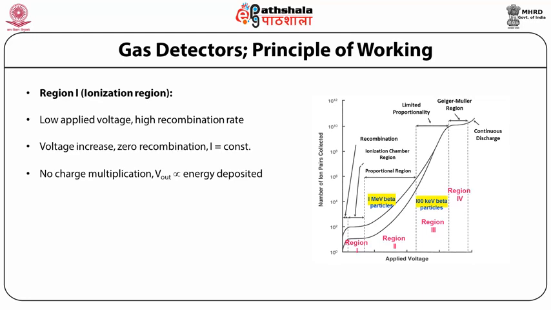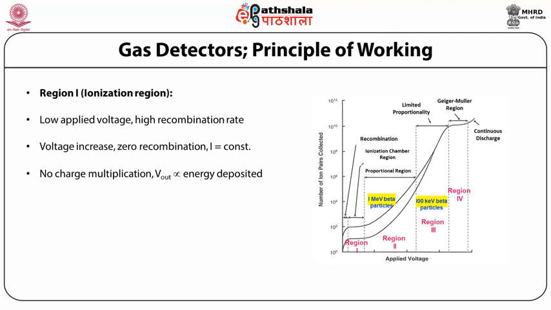As voltage increases, recombination goes to 0 and the current I is equal to a constant. So in order to reduce the recombination, we need to increase the voltage. In the nature of the curve, you can see that it's almost flat as a function of applied voltage. The first region is called the ionization chamber region.